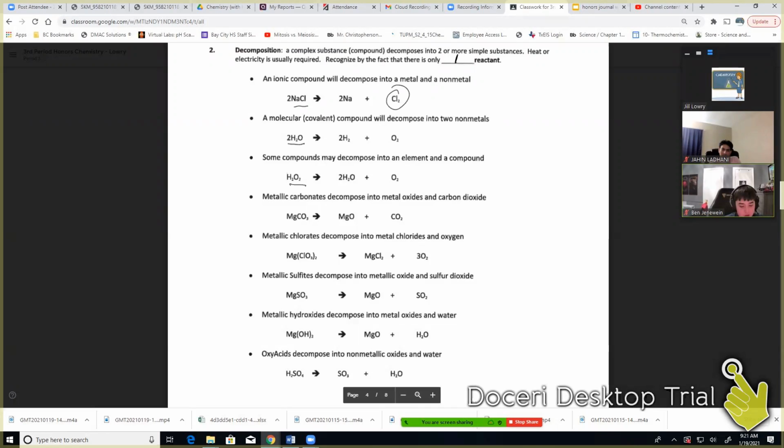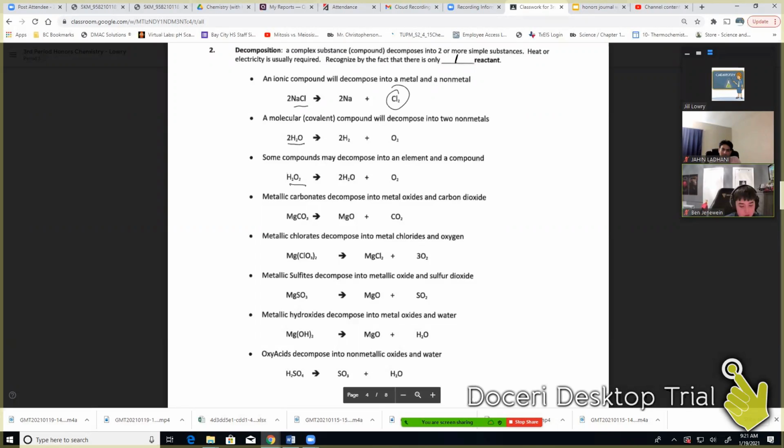Some compounds may decompose into an element and a compound. You see that here with hydrogen peroxide, that's what H2O2 is. These are kind of hard, and we probably really won't do a lot of those because they're kind of hard to predict what they're going to do.